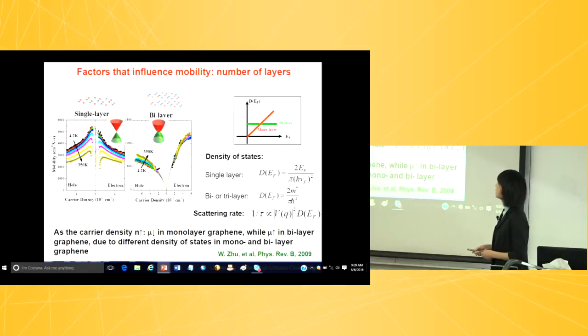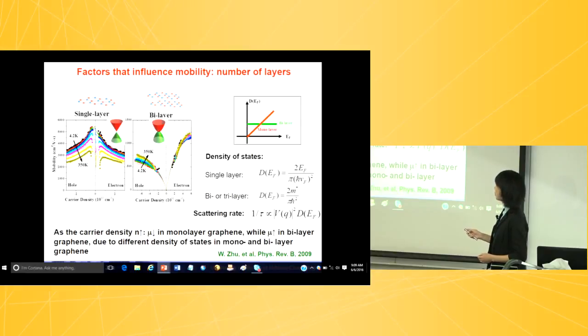Another factor that will impact the mobility is the number of layers. For 2D materials, since the material is already very thin, any change in the number of layers is going to change the band structure, and that will change the mobility as well. So this graph shows the mobility as a function of carrier density for electron branch and hole branch, comparing single layer versus bilayer graphene. We can see that if we increase the carrier density, the mobility will decrease for single layer graphene, while it will increase for bilayer graphene.